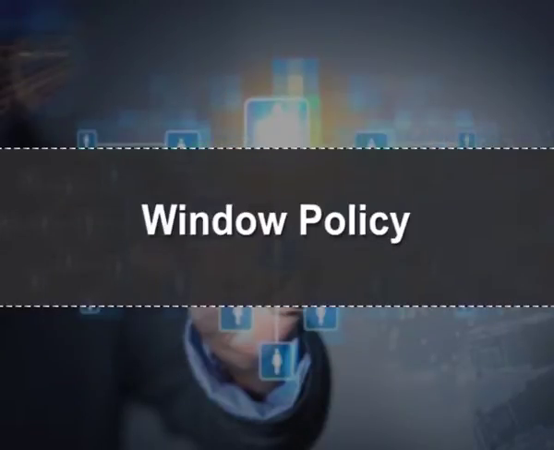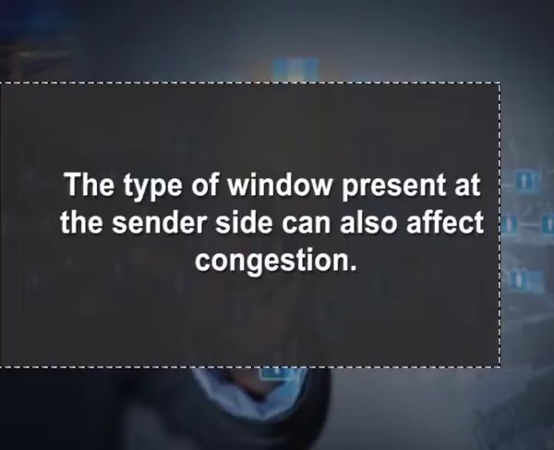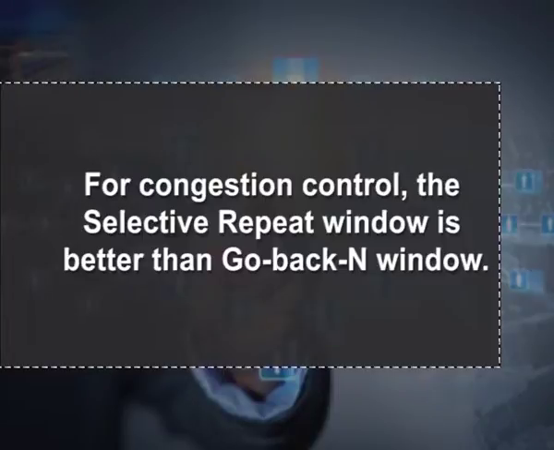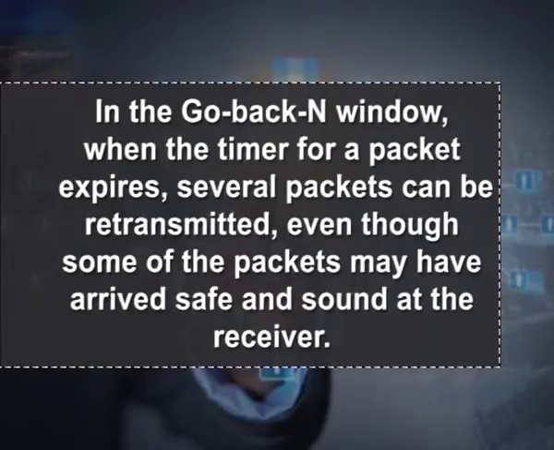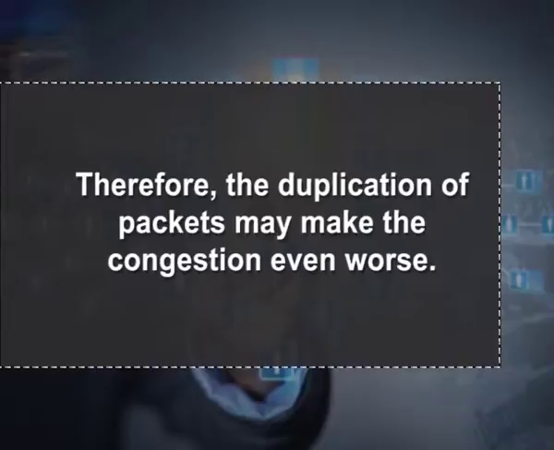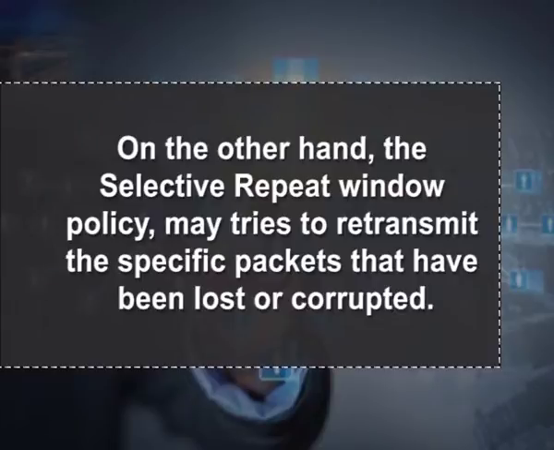Second policy is window policy. The type of window present at the sender side can also affect congestion. For congestion control, the selective repeat window is better than the go back N window. In the go back N window, when the timer of a packet expires, several packets can be retransmitted, even though some of the packets may have arrived safe and sound at the receiver. Therefore, the duplication of packets may make the congestion even worse. On the other hand, the selective repeat window policy tries to retransmit only the specific packets that have been lost or corrupted.